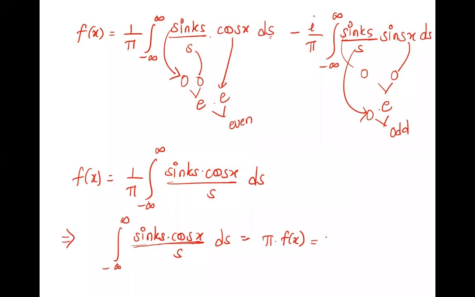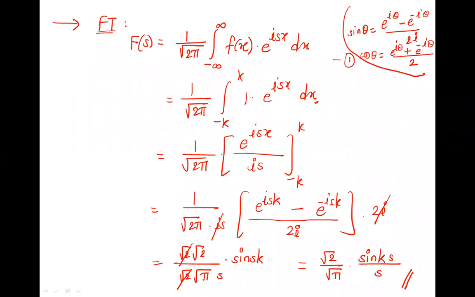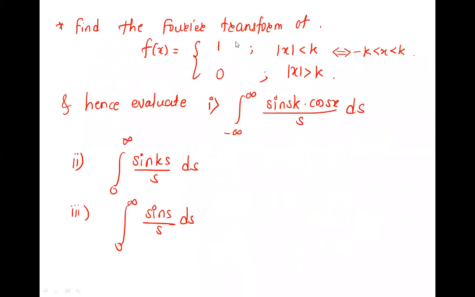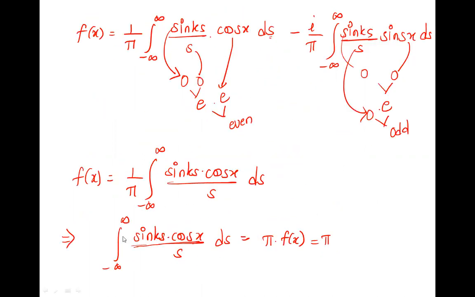But we have f of x. What is f of x? Pi into f of x. This is your f of x. So let's just write it there. Pi into given function. So it is pi into 1 when mod x is less than k and 0 when mod x is greater than k.